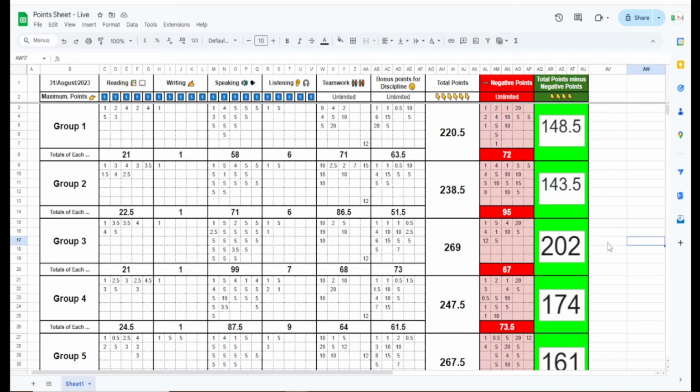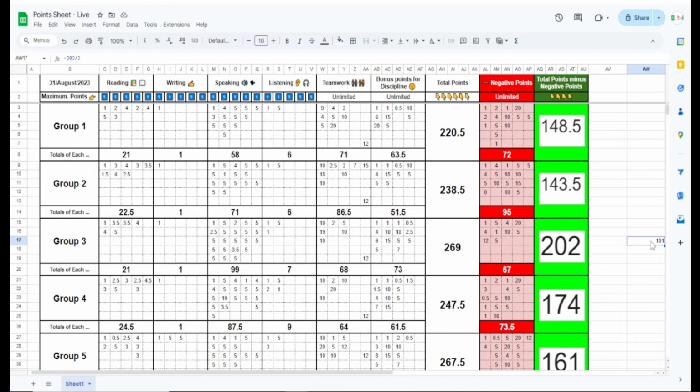How this is going to be done is, considering that every 2 points is 1 rupee, and that we are converting 202 points into cash, it's like using a small formula: 202 divided by 2, right? So it's 101. The whole group 3 will get 101 rupees.